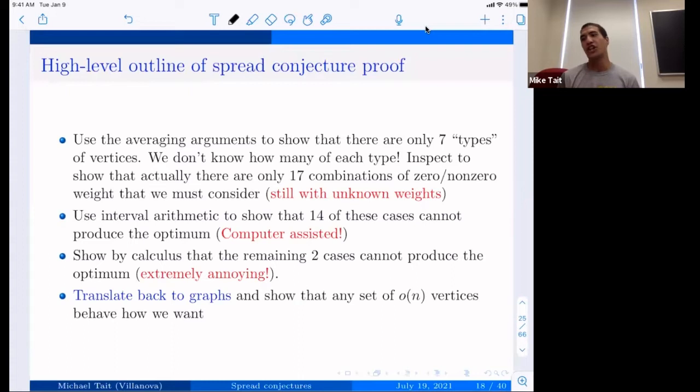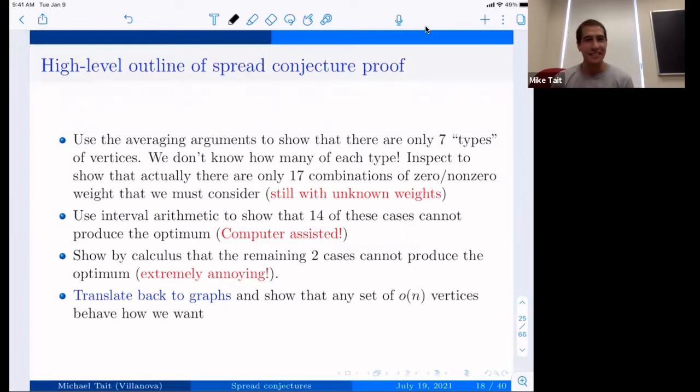And that sounds pretty good. When we got to that point, I was sure that we were almost done. But it's surprisingly tricky. You don't know how many vertices there are of each type, and 7 is bigger than you think when you first hear it.